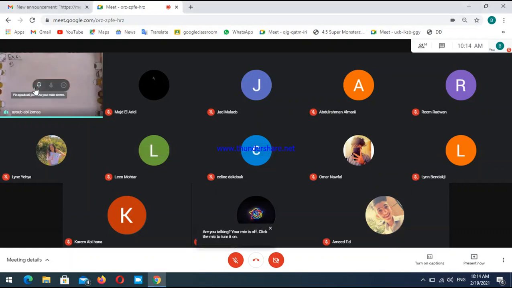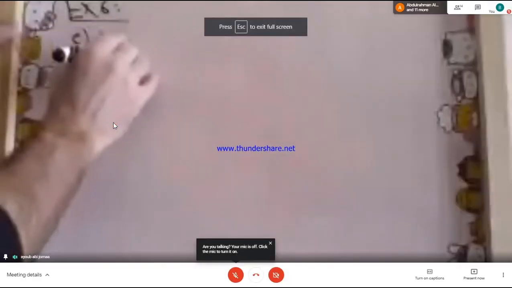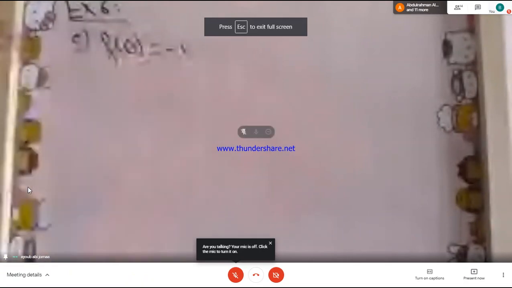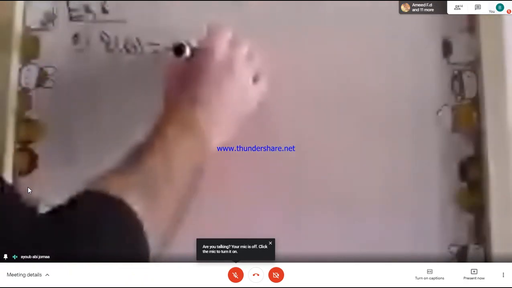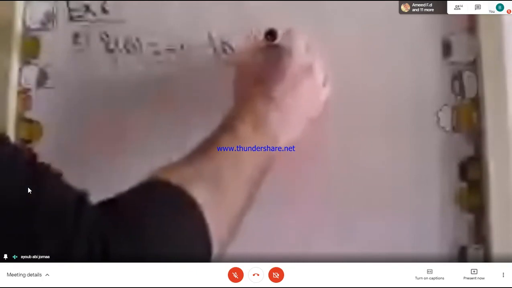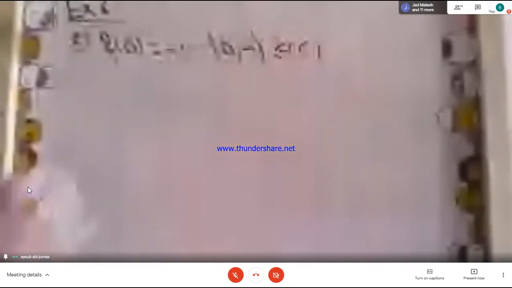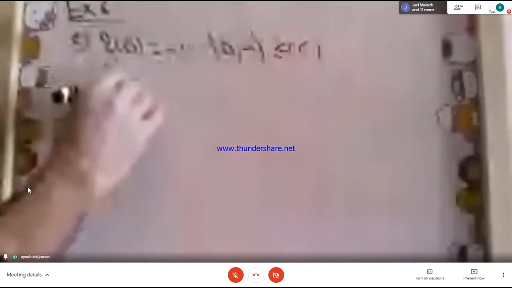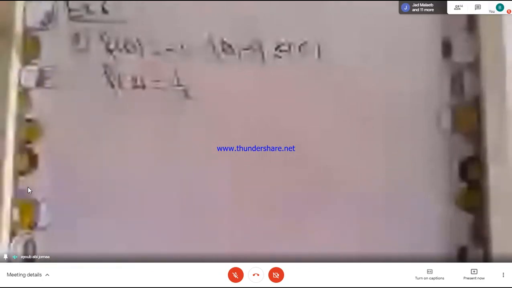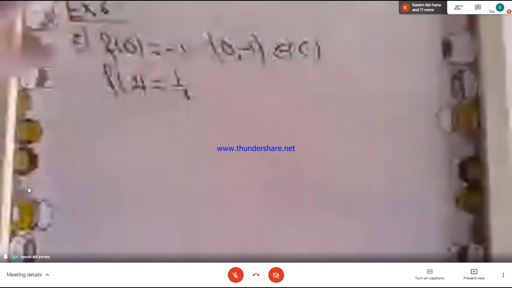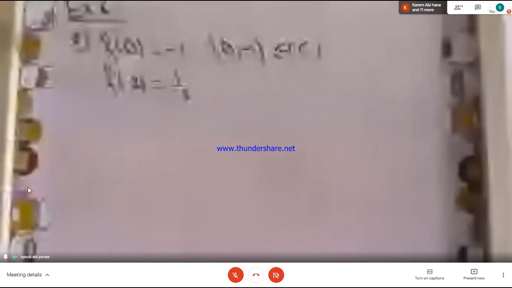We have the information we have. f of 0 equal -1. From the graph, point (0, -1) belongs to the curve C. You have f of 2 is equal to 1/3. These two pieces of information are enough to find a and b.